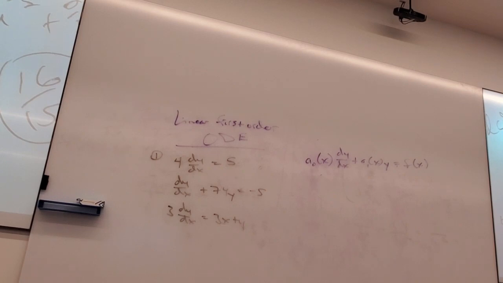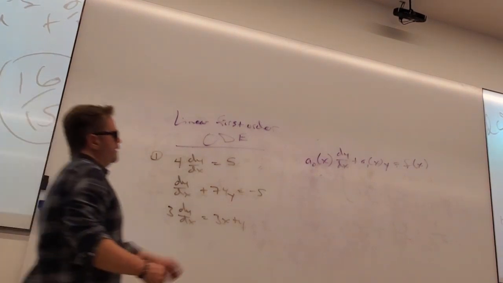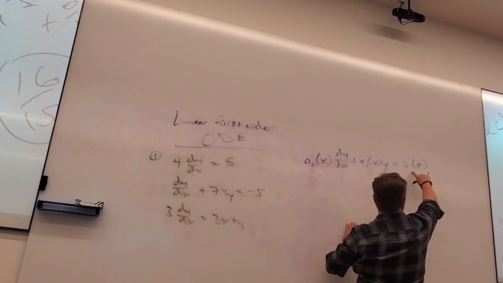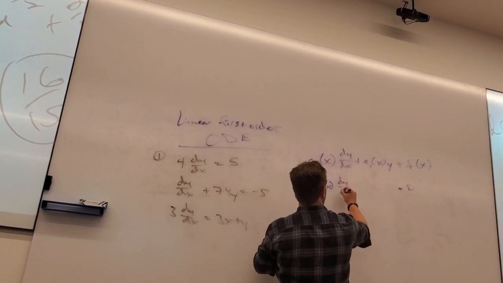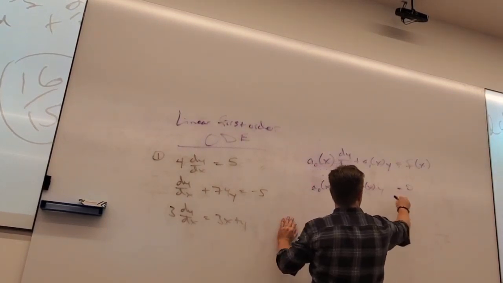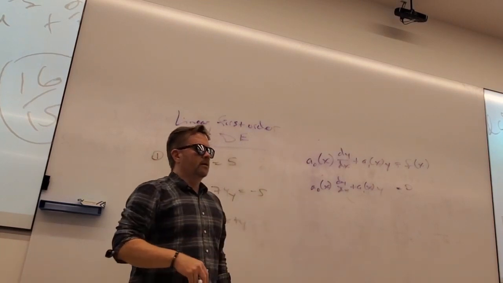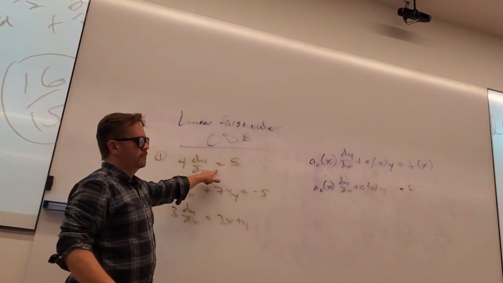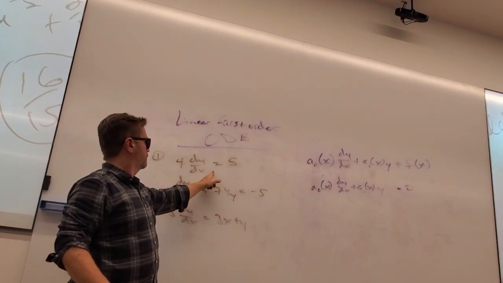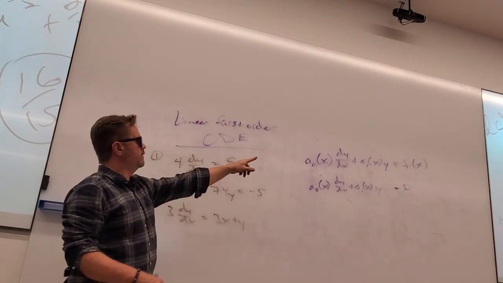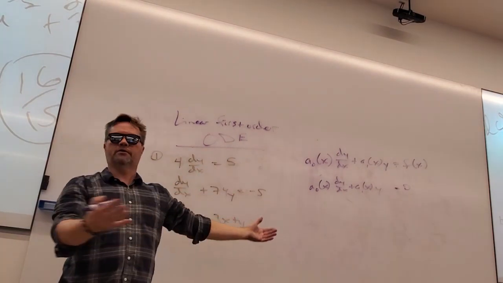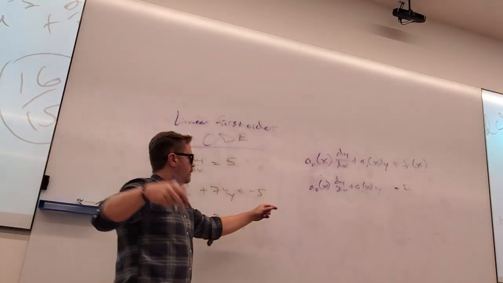So what's really cool is I could actually rewrite this thing. Let's say that this is 0. So then I got a0(x) dy/dx plus a1(x)y equals 0. Obviously, for example, in this problem, what was a1 of x? 0. Kick ass, right? So those constants, even though they're functions of x, 0 is a function of x. There you go, that's a function of x.